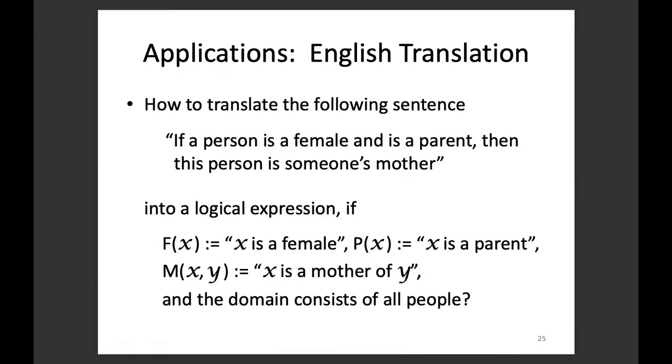And then now this one is even more complicated. So here it says that if a person is a female and is a parent, then this person is someone's mother. So of course, this looks like something that is true. So we have expression like f of x to represent x is a female, p of x, now I use p for parent, x is a parent, and mxy is x is a mother of y. So here we will have something like an expression that involves fx, px, and mxy. So try it out by yourself.